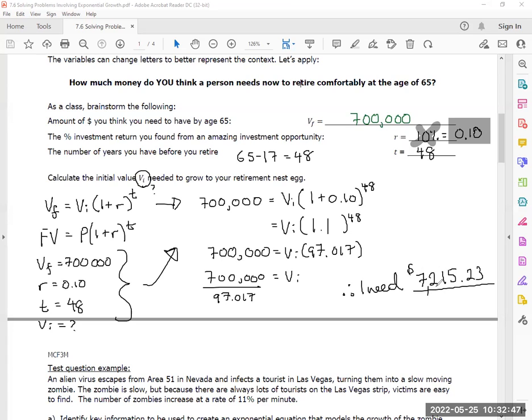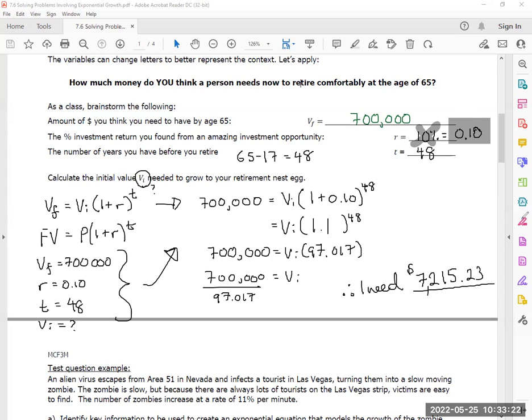7 grand. Okay, that's like 5 iPhones. I need you to understand this. That's legitimately like 5, 6 iPhones. Would you agree? Right? That is all you need right now. And you sit it in an investment account for 48 years, and you'll have 6 figures. Almost $1 million.